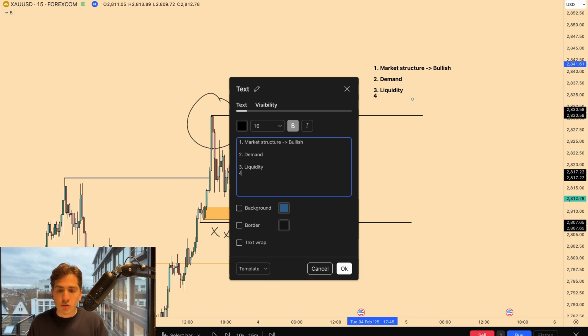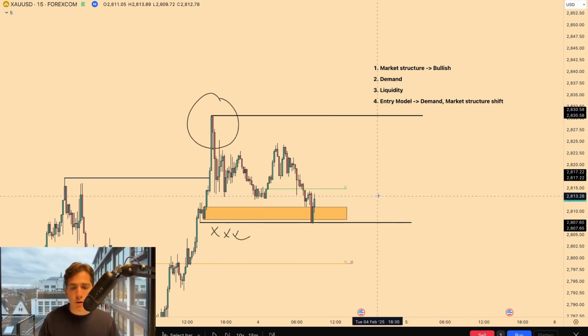The potential entry model. So we're now going to look for the entry model, and the entry model is very simple. The entry model is just based on exactly what we've just been explaining. We need a demand together with a market structure shift. Okay, so this is now what we're looking for. We need a demand zone with a market structure shift.